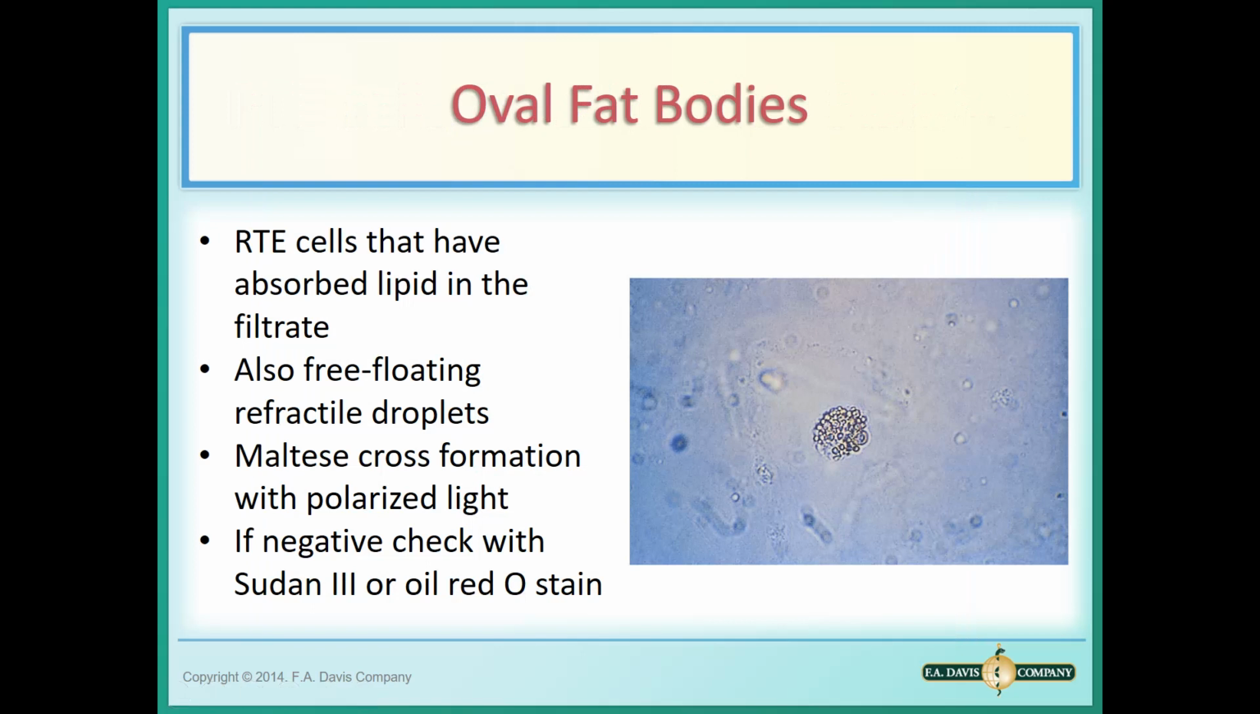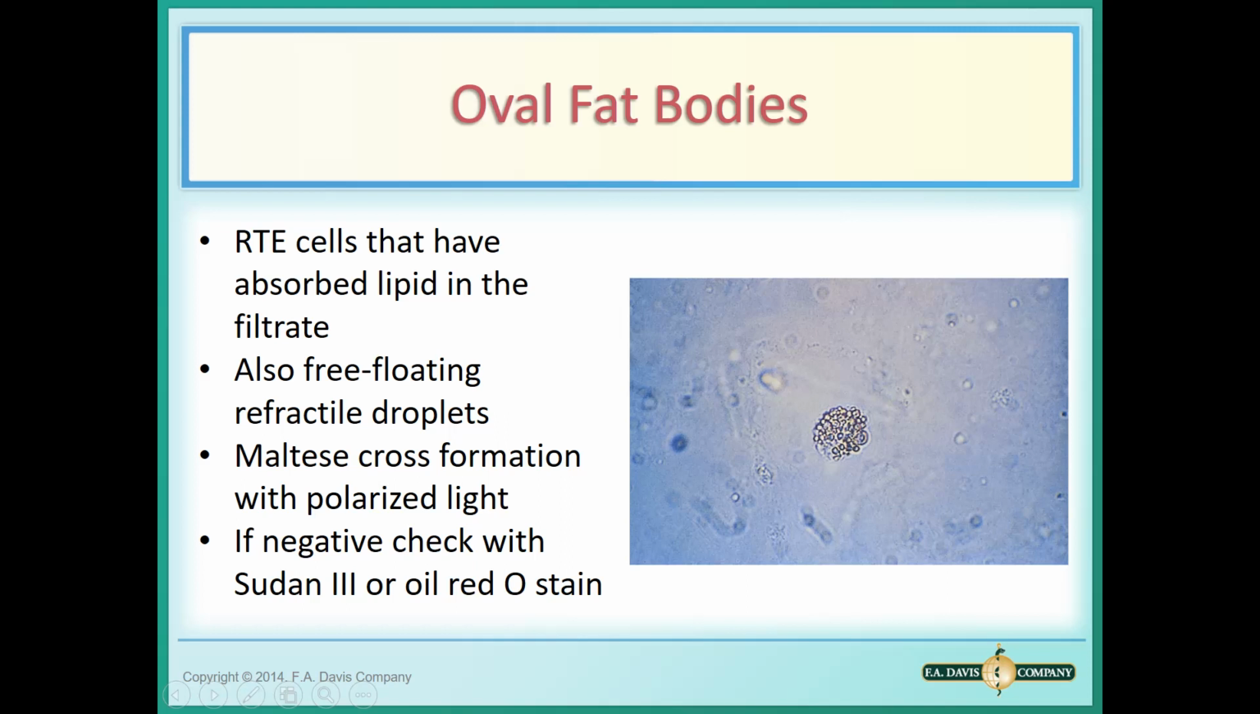Let's not move on totally yet. Let's look at just one more thing, oval fat bodies. I just told you that renal tubular cells can absorb stuff. They can also absorb lipids. And so oval fat bodies are renal tubular cells with lots of fat in them that have absorbed into the tubular cell. Sometimes you can also see free-floating fat in the urine.